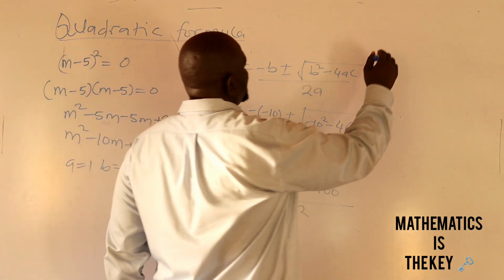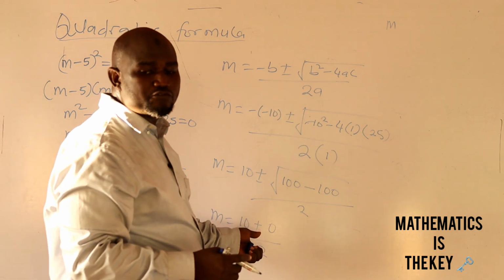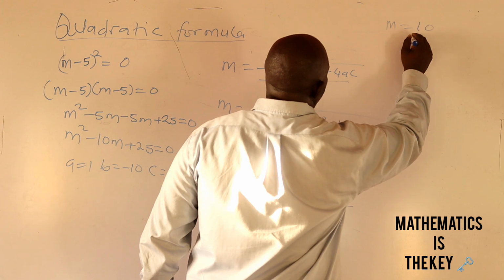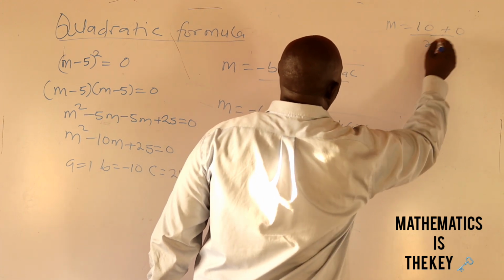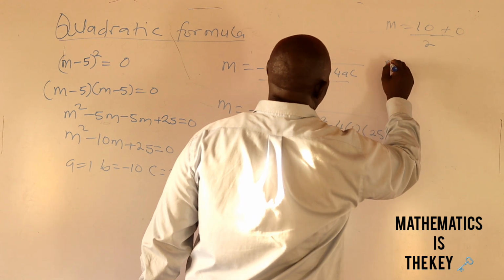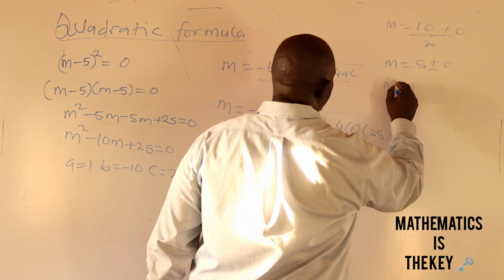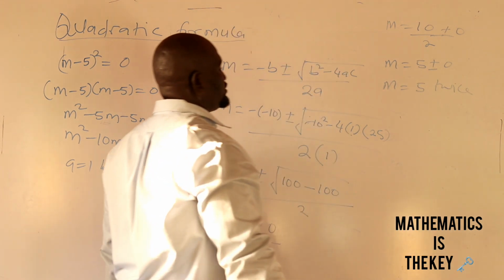So it is a quadratic. We are to have two solutions. So we are having 10 all over 2 with plus or minus 0. 10 over 2 is 5. We have m is equal to 5 plus or minus 0. It means that m is equal to 5 twice is the solution.